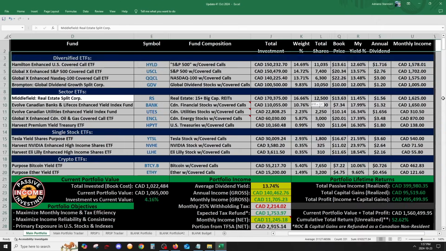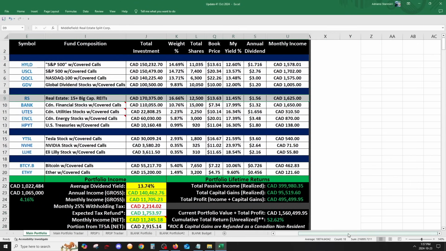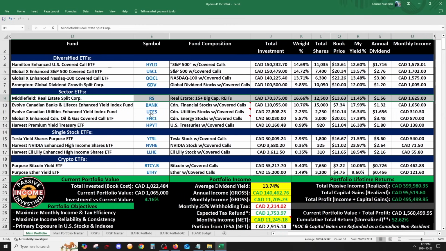It's obviously a giant position. I'm so happy that I followed my instinct and averaged it down. I got it to $13.63. So again, in case you didn't catch it, the reason why I'm getting rid of RS is not because I don't like it, not because the yield is low. I have a nice yield here, 11.45.